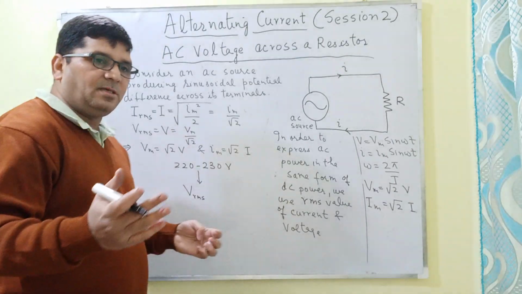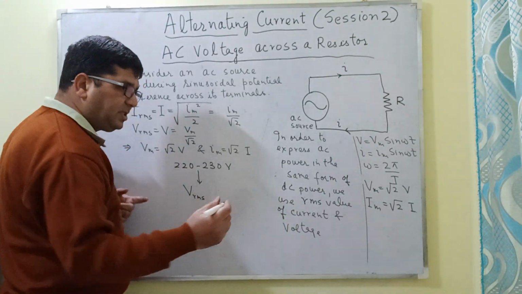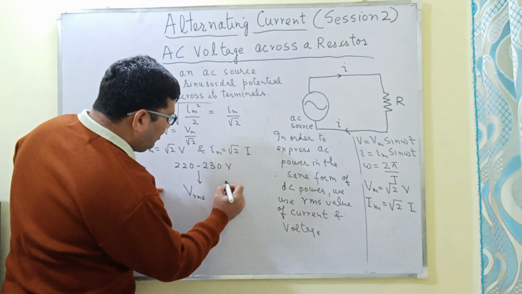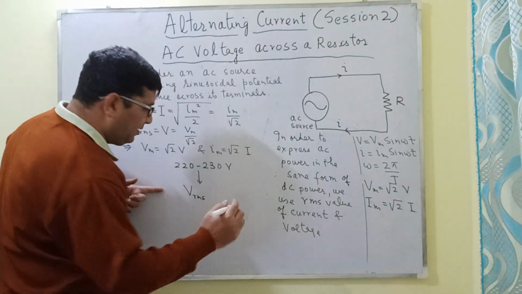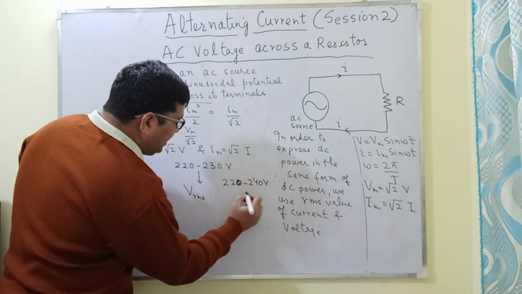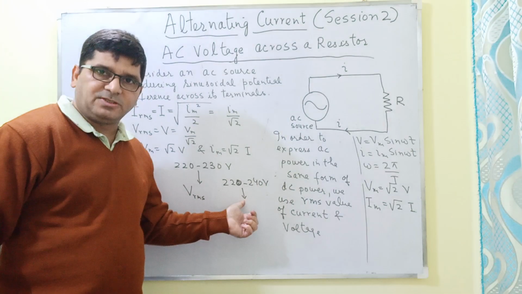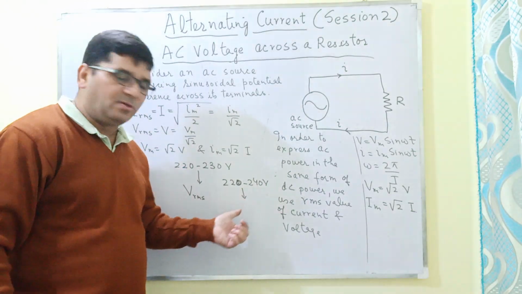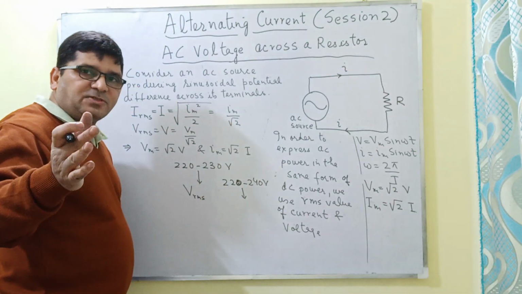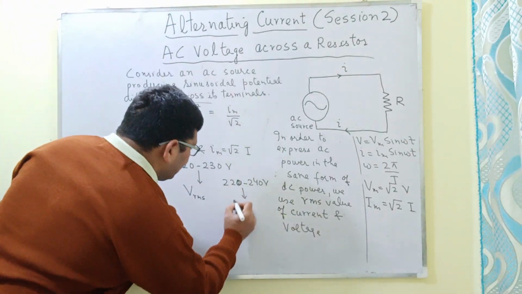In most of our electrical appliances, you will see that they mention the voltage range. If you are buying, let us say, a bulb, you will find the voltage range written on the cover as, let's say, 220 volt to 240 volt. So basically it is saying that the RMS value of voltage for which that bulb is designed is 220 to 240. That is, this is the VRMS value.